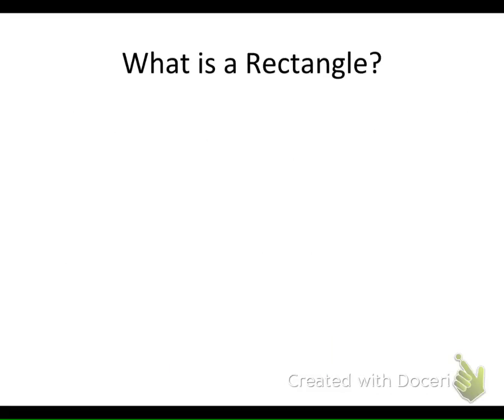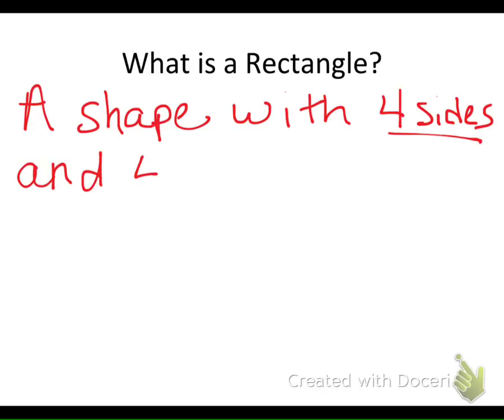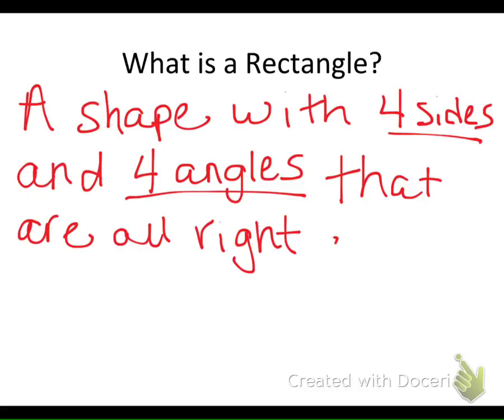Pretty simple. So looking at what a rectangle is, a rectangle is a shape with 4 sides and 4 angles that are all right angles.